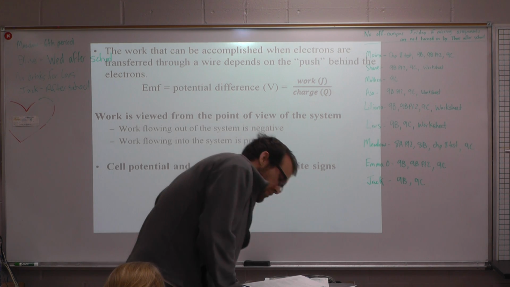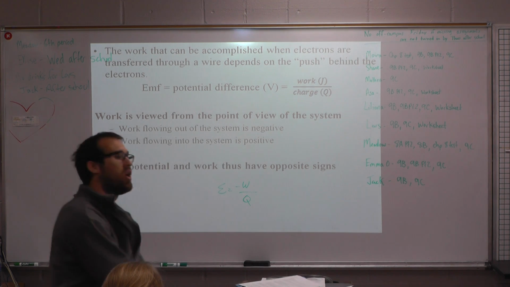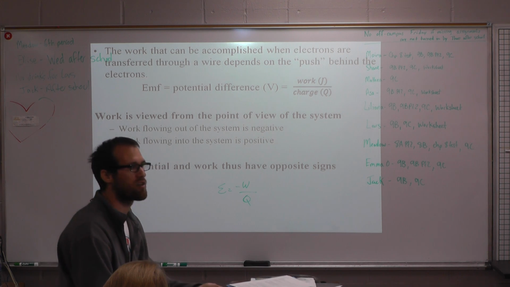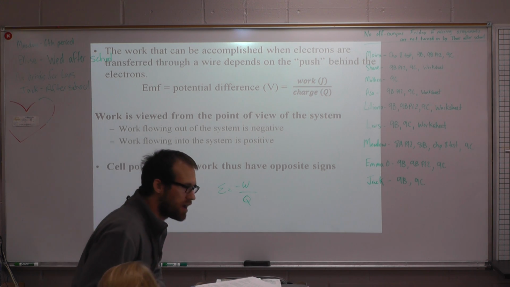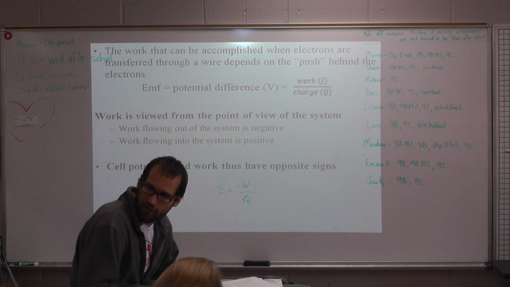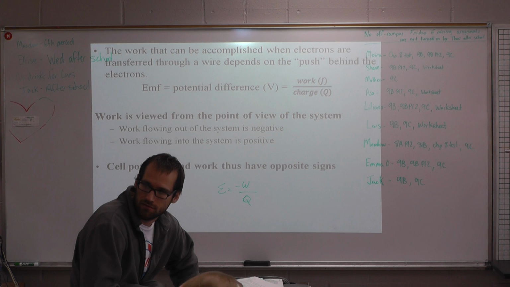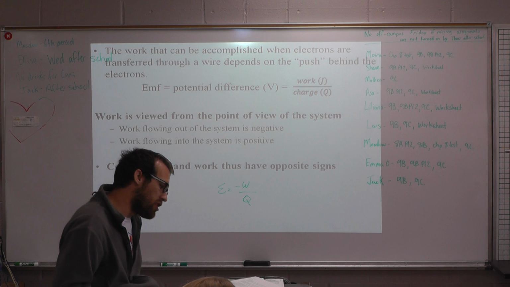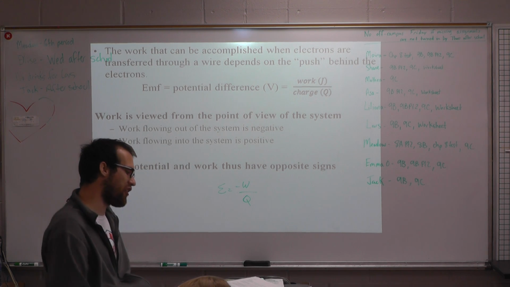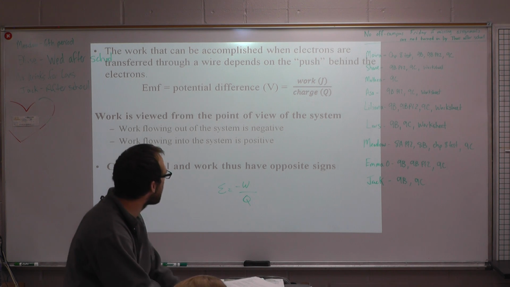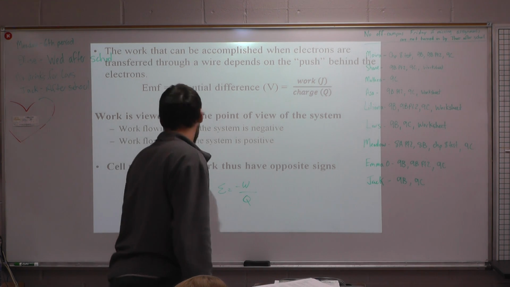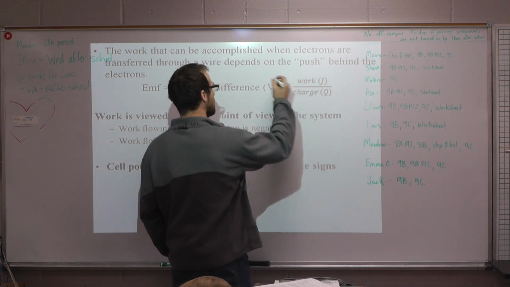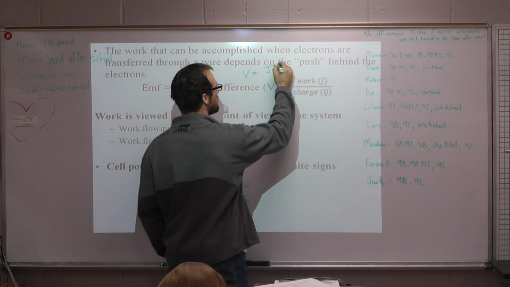So the work that can be accomplished when electrons are transferred through a wire depends on the push of the electrons, or the force, the EMF or potential difference that you have across your cell. If you have a big potential difference, it essentially pushes harder. Current flows faster, more work is done. The driving force, or our EMF, is defined in terms of potential difference, or volts. Another derived unit for volt is a joule per coulomb.